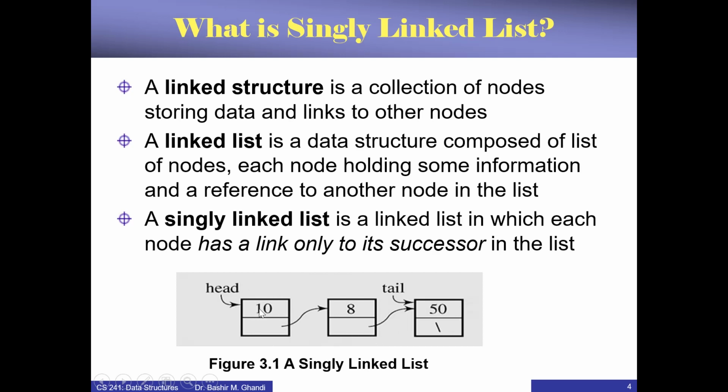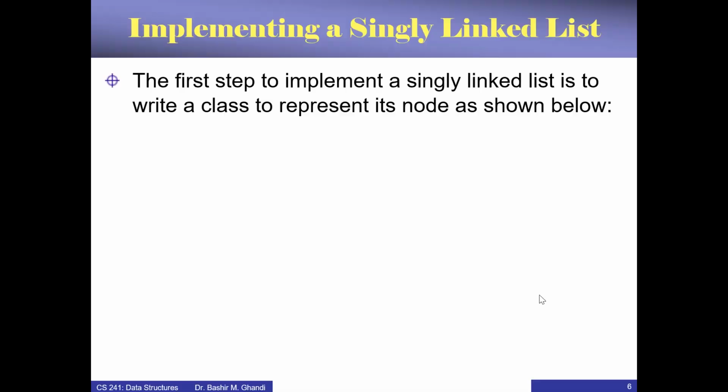First node contains info 10 and link to another node. That other node contains info 8 and link to another node. And then that last node contains 50, but it has no link to another node. Instead, it has null. This slash here means null. Okay, and the first node is referenced by a variable called head, and the last node is referenced by a variable called tail. The question is, can we create this linked list simply by using the node class that we have just implemented? The answer is yes, we can, and this is how.